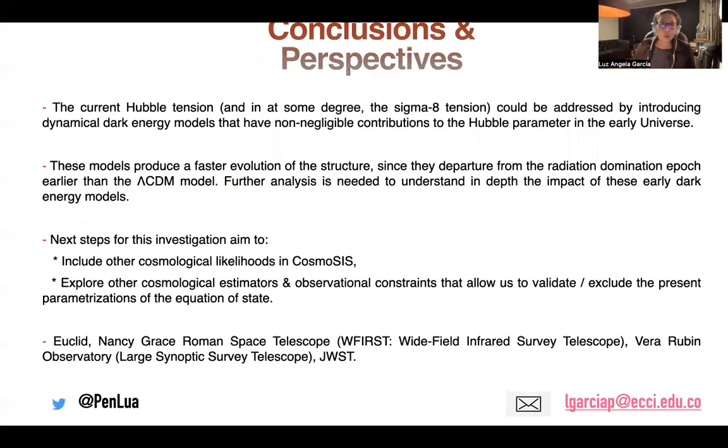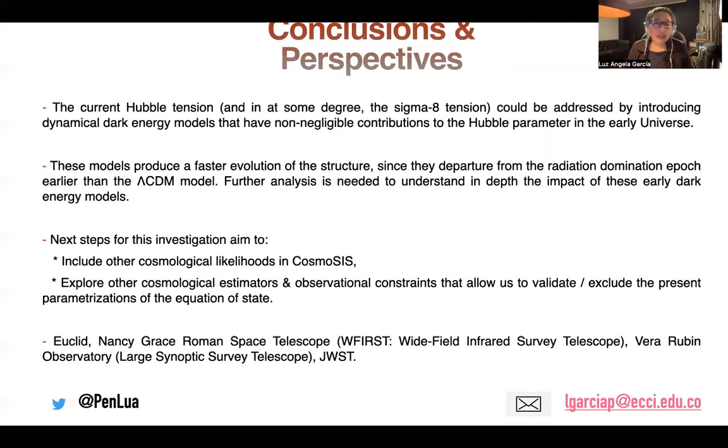I want to close by mentioning that the current Hubble tension could be addressed by introducing these dark energy models that have some dynamics during the different epochs of the universe. These models predict a faster evolution of the structure because they depart earlier from the radiation domination epoch compared with lambda CDM. We're going to carry on studying these early dark energy models, and in particular, the ones that I described at the end.